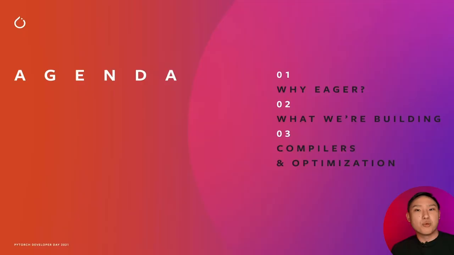So I'm going to cover three major topics in this talk. The first is why Eager? Why are we building an Eager mode integration for our production audiences? The second is, what are some of the key technical challenges that we faced when trying to bring Eager to production audiences, and what we built to help solve or resolve some of those technical challenges? And the third is bringing back compilers and optimization into an Eager-first world.